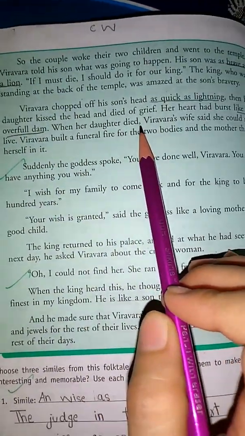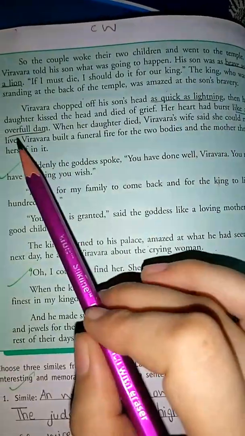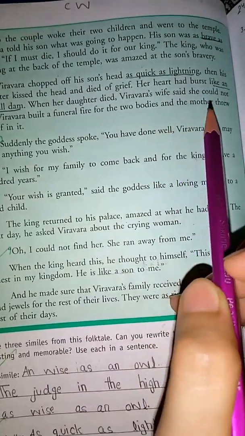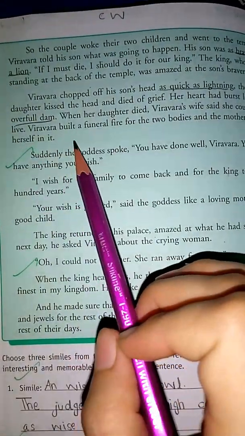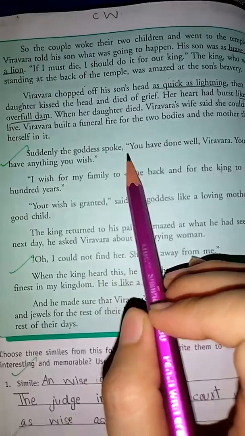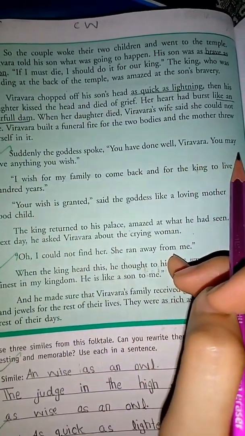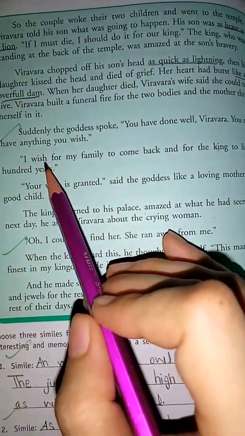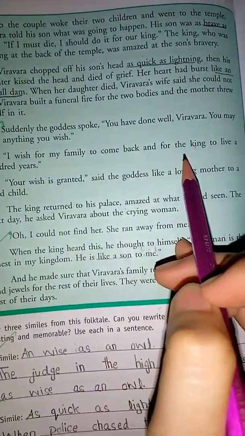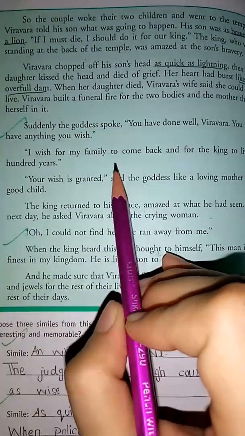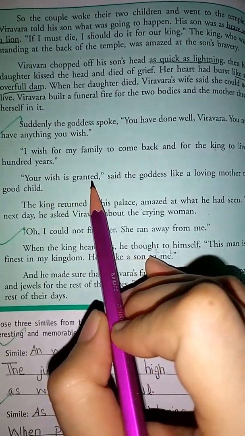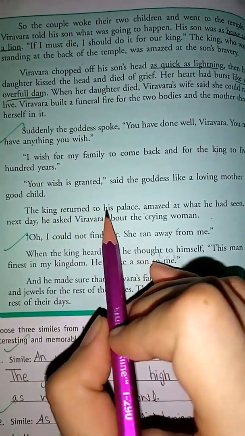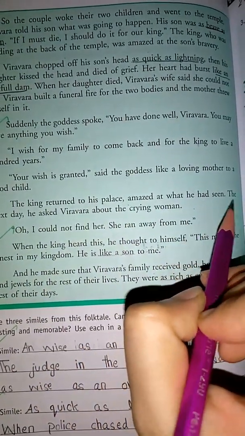When her daughter died, Viravara's wife said she could not live. Viravara built a funeral fire for the 2 bodies, and the mother threw herself in it. Suddenly the goddess spoke. You have done well, Viravara. You may have anything you wish. I wish for my family to come back and for the king to live 100 years. Your wish is granted, said the goddess, like a loving mother to a good child. The king returned to his palace, amazed at what he had seen.